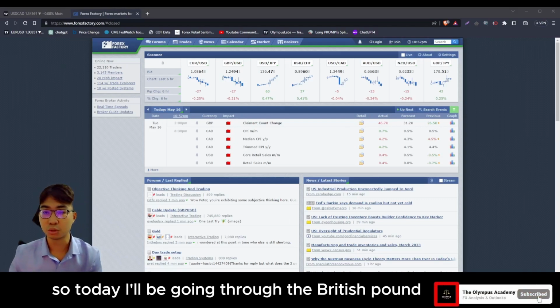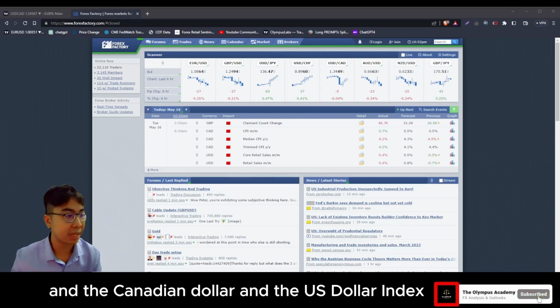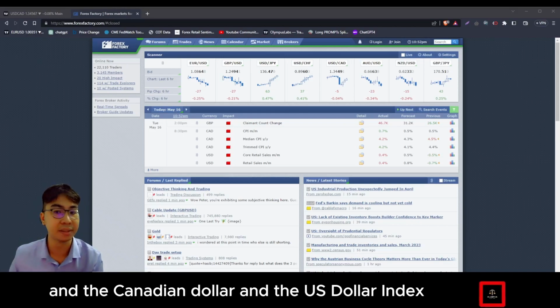So today I'll be going through the British pound, the Canadian dollar, and the US dollar index.